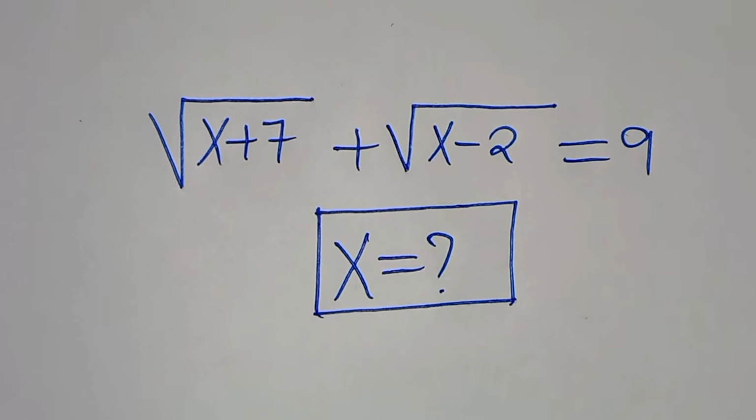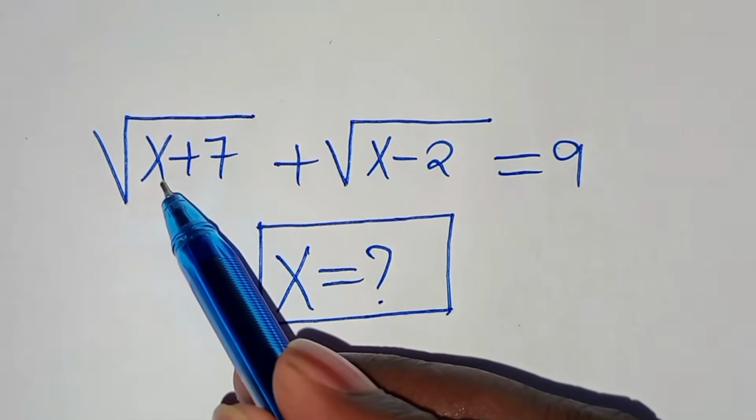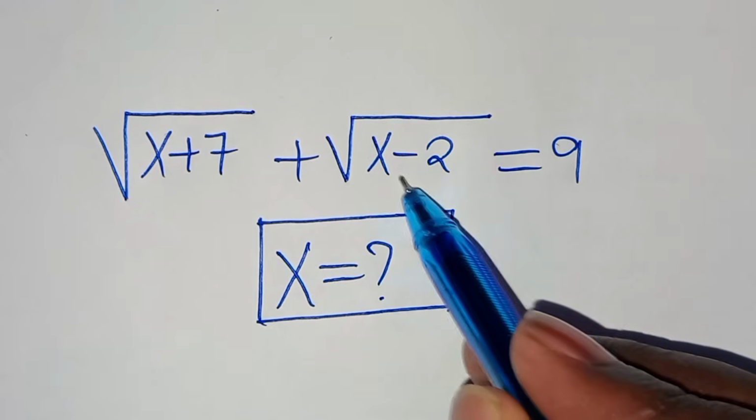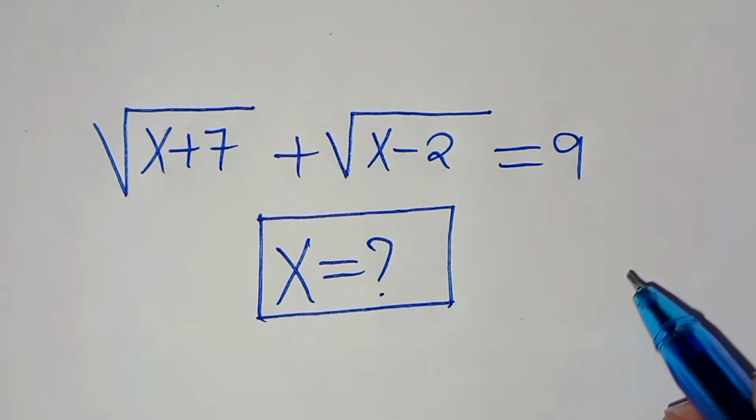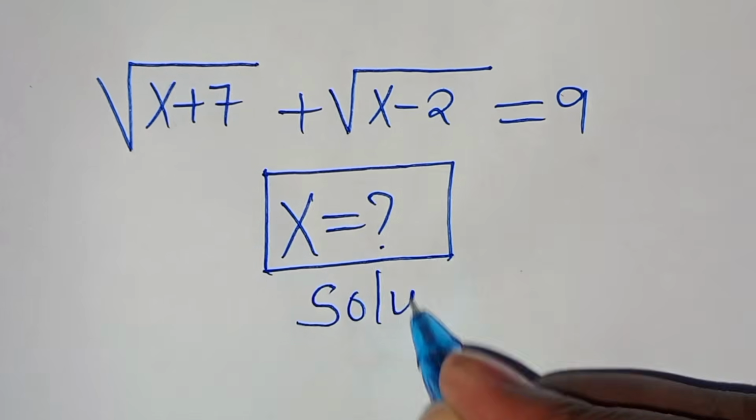Hello everyone, you're welcome to solve this nice square root math problem: the square root of x plus 7 plus the square root of x minus 2 is equal to 9. So what is the value of x? Now let's provide a solution from here.